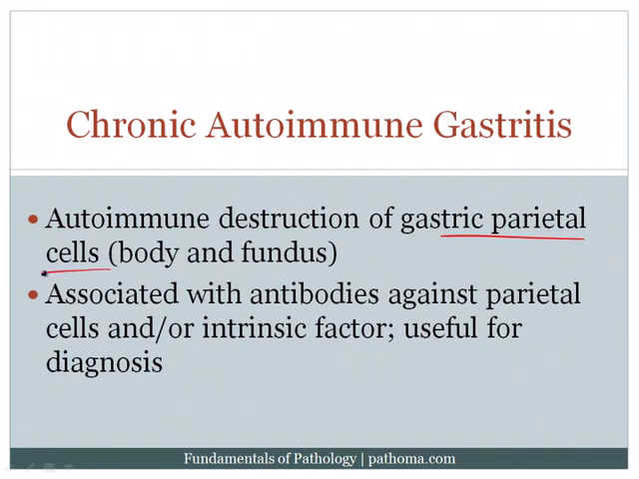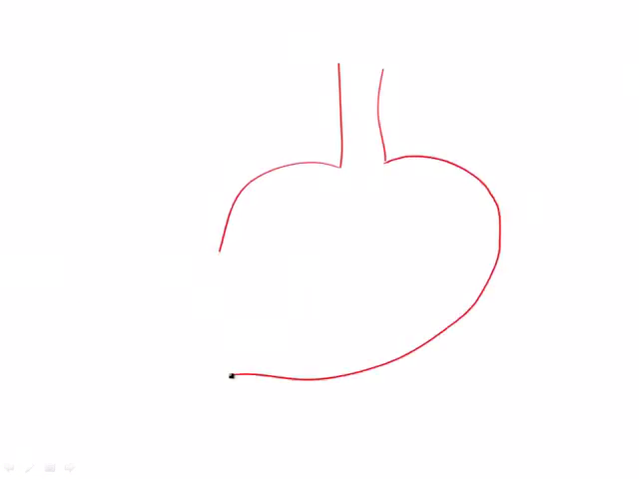Now recall that the parietal cells are predominantly present in the body and the fundus. Let's go back and review. Remember that when you think about the stomach, that's the esophagus there, and then the stomach comes off, and you've got multiple regions. This represents the cardia, this represents the fundus, which would actually be a little bit higher like that, and then there's a body here, and then there's an antrum here. So those are the four regions of the stomach: the cardia, the fundus, the body, and then the antrum.